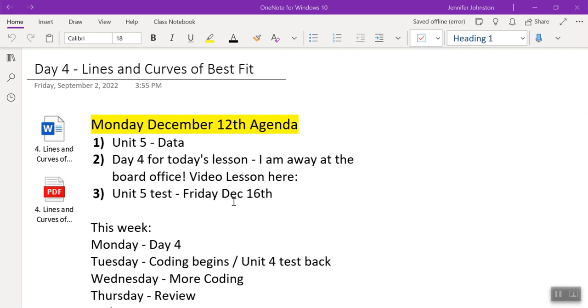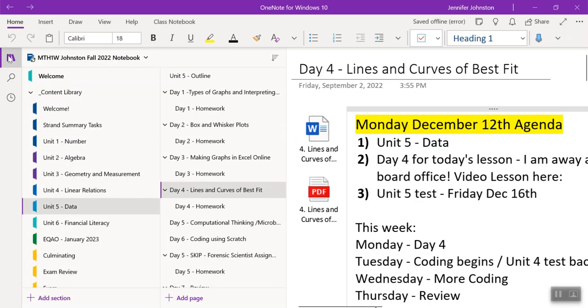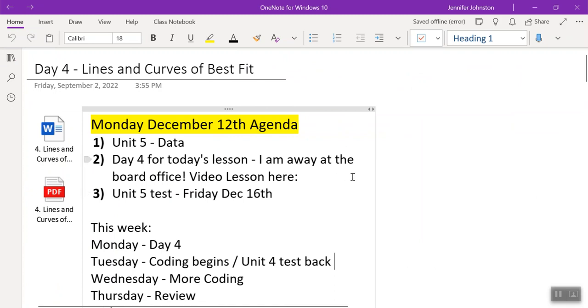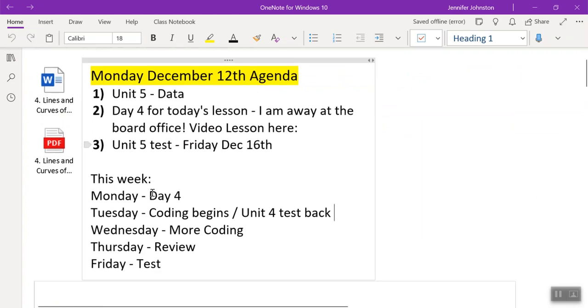I'm away today at the board office, but you can also find the link right here on day 4 in our OneNote file. And we are going to look at that today.